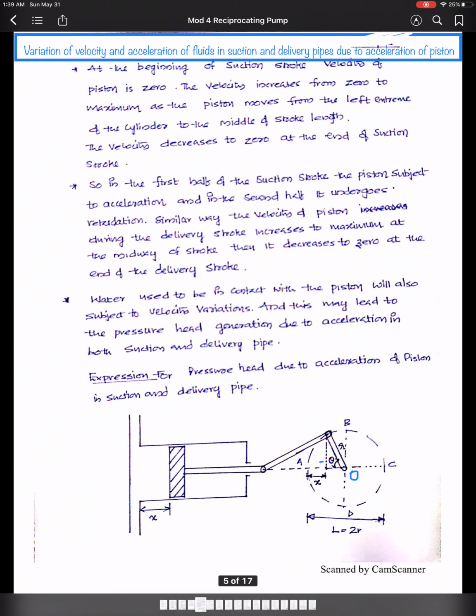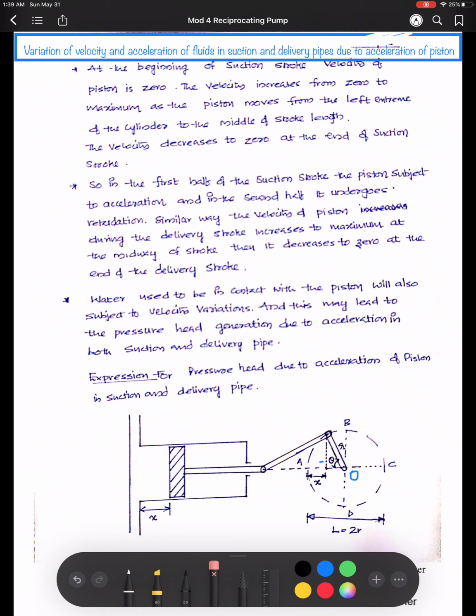Hello everyone. This is the second part of the lecture on reciprocating pumps. We'll start with a discussion on variation of velocity and acceleration of fluids in suction and delivery pipes due to acceleration of the piston. Everybody please look into the figure on the bottom part of the page. During the suction stroke, the piston will start from the extreme left position.